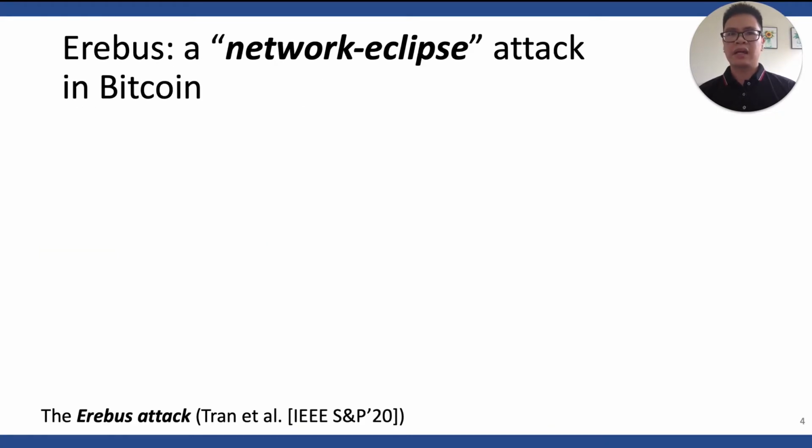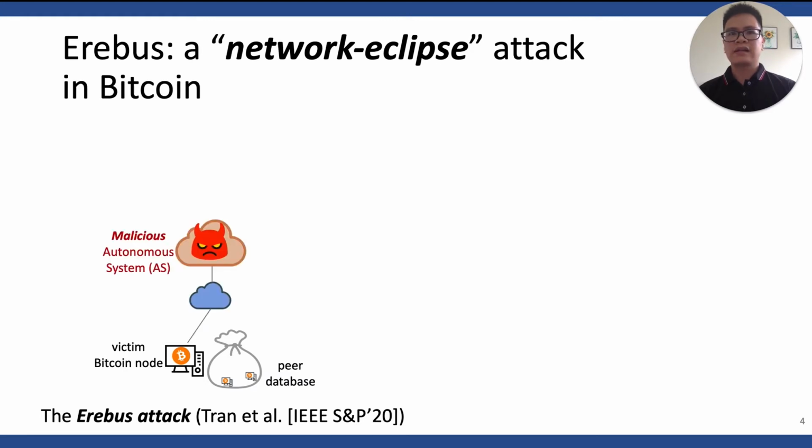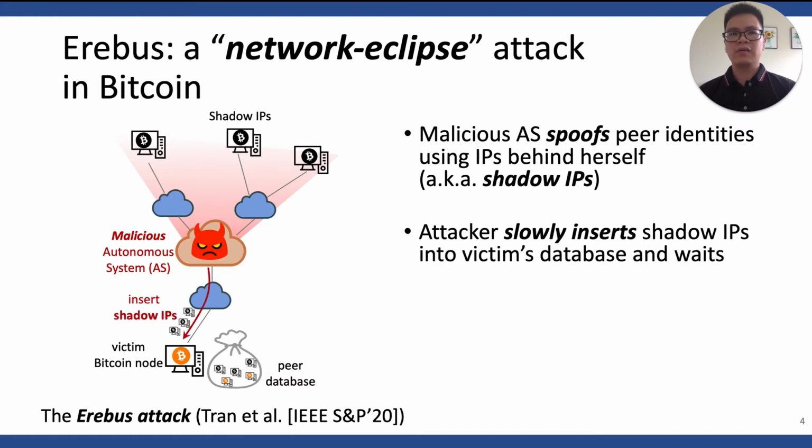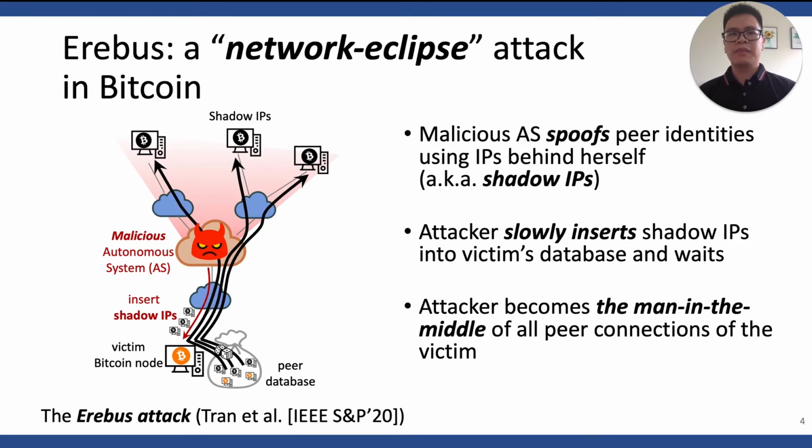The Erebus attack is a network-Eclipse attack in Bitcoin. Let me briefly explain how it works. First, you need to know that Bitcoin uses an internal database to store IP addresses of other nodes and select its peers. Second, the Erebus attacker is a malicious autonomous system, or AS. In this attack, the adversary spoofs peer identities using IPs behind herself in the victim's view. These IPs, which are shown at the top of the figure on the left-hand side, are called shadow IPs. Then the adversary slowly inserts shadow IPs into the victim's database and waits for the victim to select those shadow IPs. When this happens, the attacker becomes the man in the middle of all peer connections of the victim, and the victim is eclipsed.